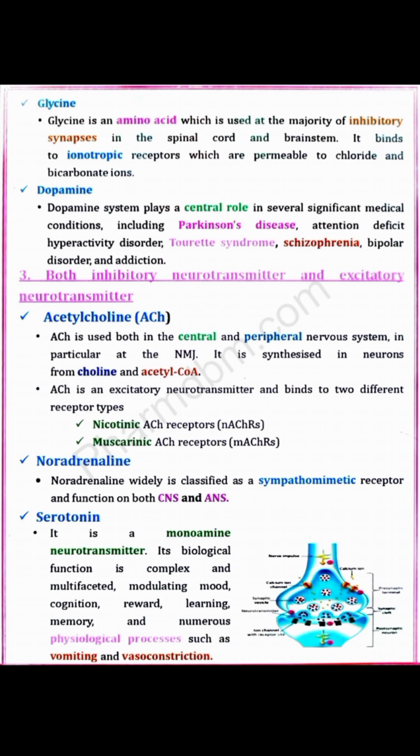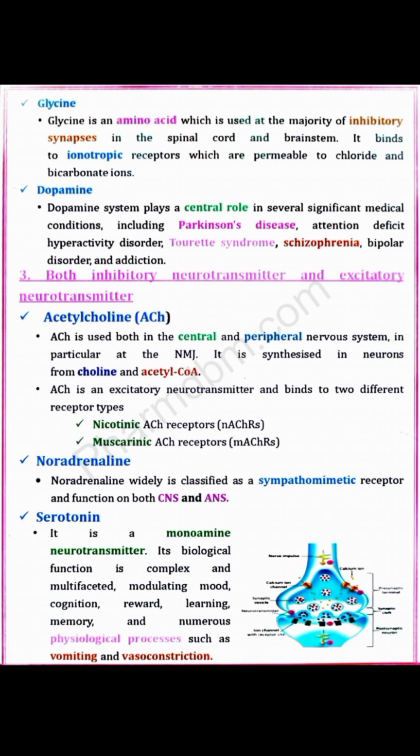Next, dopamine. The dopamine system plays a central role in several significant medical conditions including Parkinson's disease, attention deficit hyperactivity disorder, Tourette syndrome, schizophrenia, bipolar disorder and addiction. Third one, both inhibitory and excitatory neurotransmitter, which involves acetylcholine.